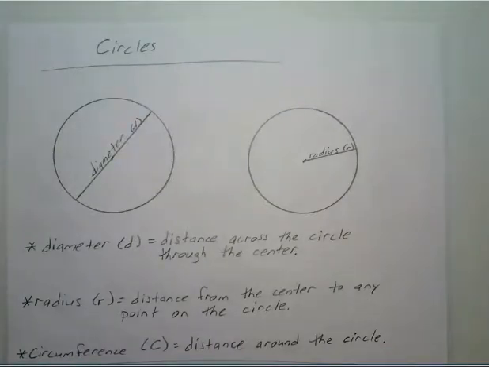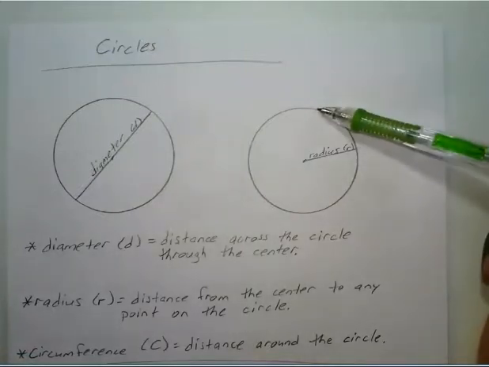Okay, so these are the written definitions. Distance across the circle through the center for the diameter. The distance from the center to any point on the circle is your radius. And the circumference is the distance around the circle.